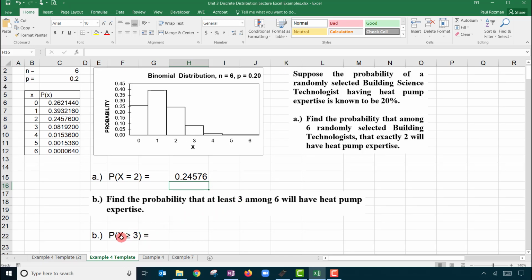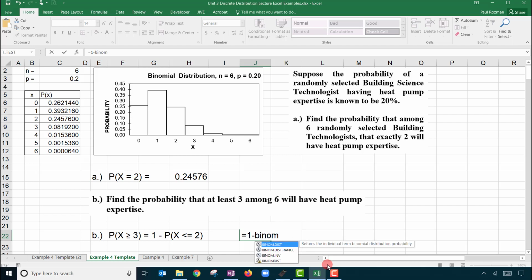In the second question, we did, what's the probability of x being greater than or equal to 3? And we actually switched it around. We wrote it as 1 minus the probability of being less than or equal to 2, only because it's discrete. Now to do that calculation, we can just do a formula over here. I'll say 1 minus binom dist again.